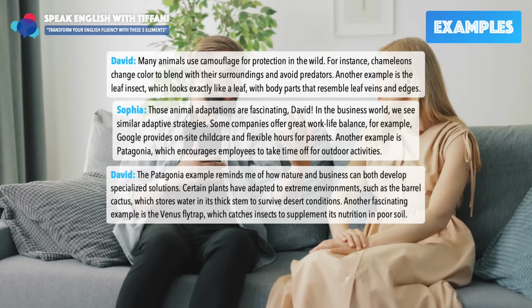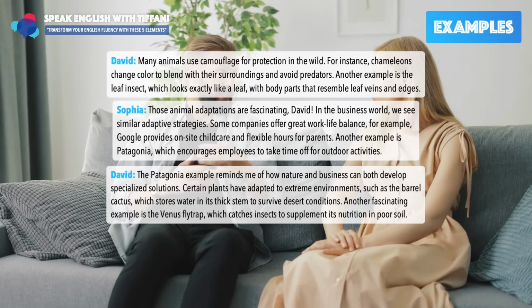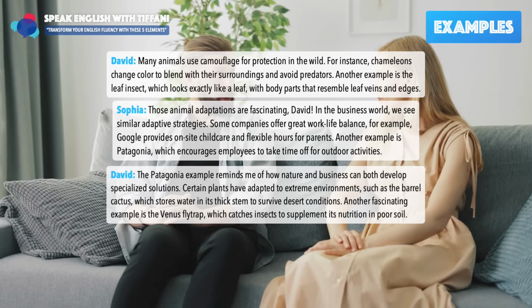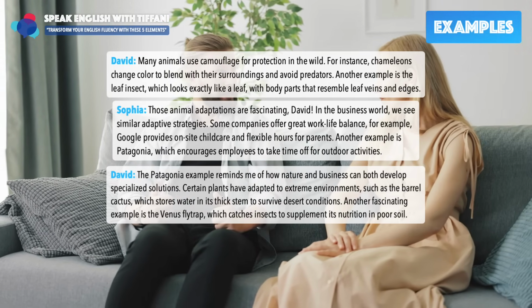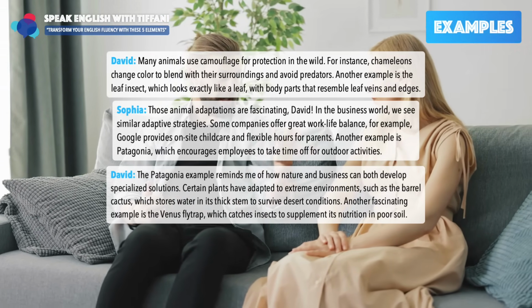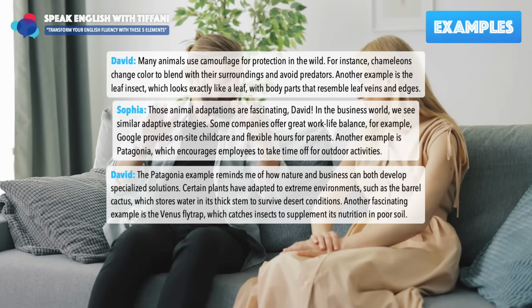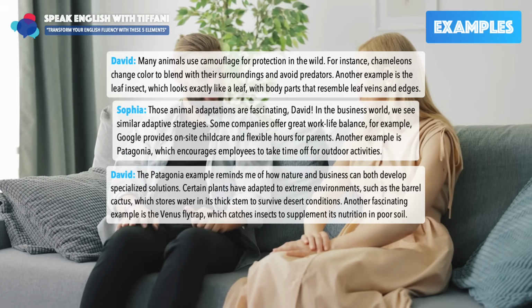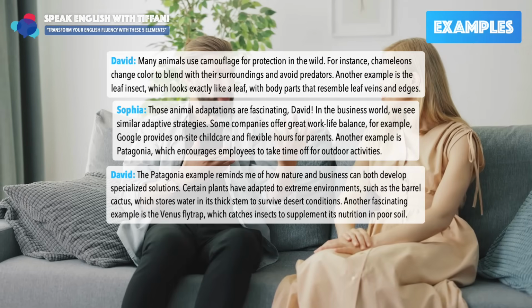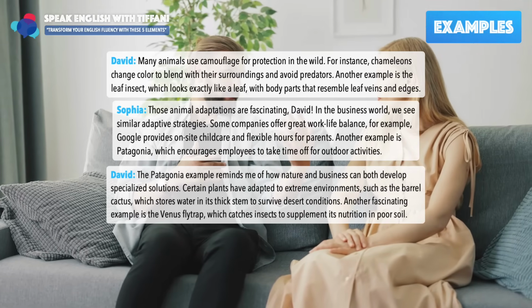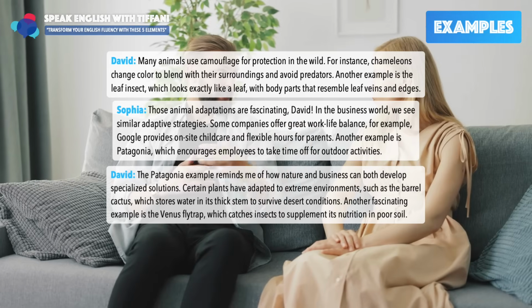The Patagonia example reminds me of how nature and business can both develop specialized solutions. Certain plants have adapted to extreme environments, such as the barrel cactus, which stores water in its thick stem to survive desert conditions. Another fascinating example is the Venus flytrap, which catches insects to supplement its nutrition in poor soil.